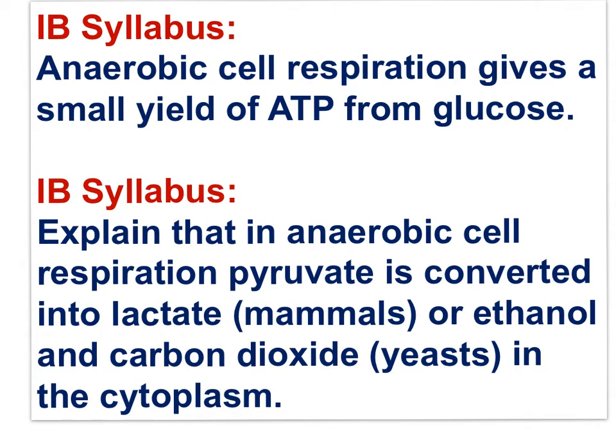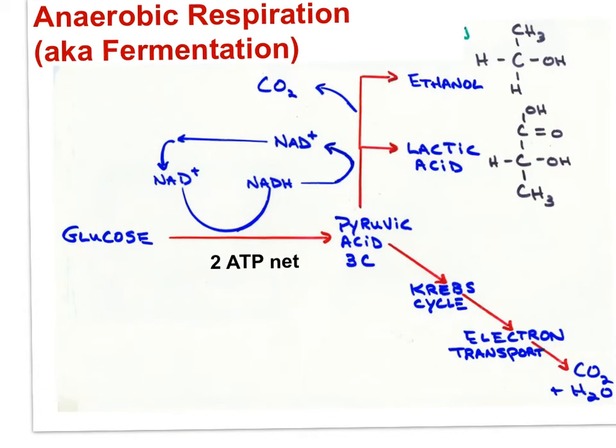And that takes us to the next detail, something that we need to study. Explain that in anaerobic cell respiration, pyruvate is converted into lactate or ethanol and carbon dioxide in the cytoplasm. When oxygen is present during aerobic respiration, the end product of glycolysis, pyruvate, moves to the mitochondrion along these pathways.